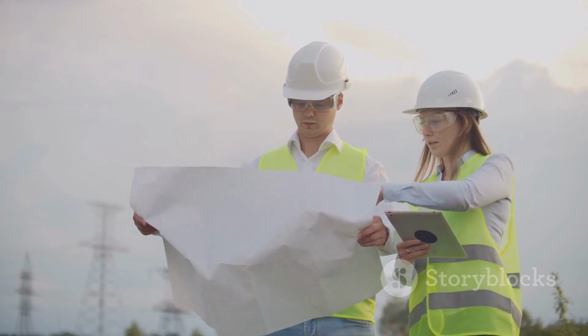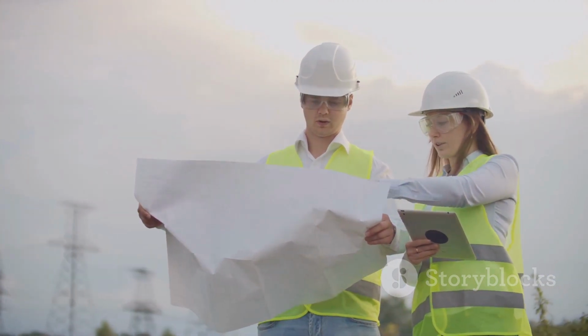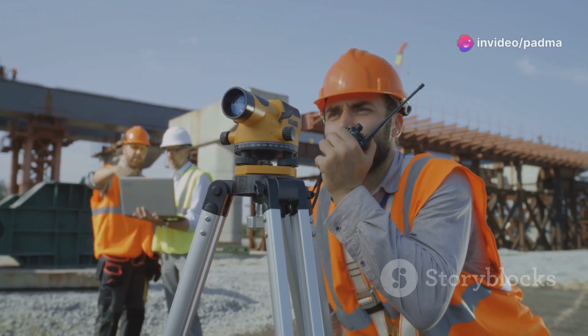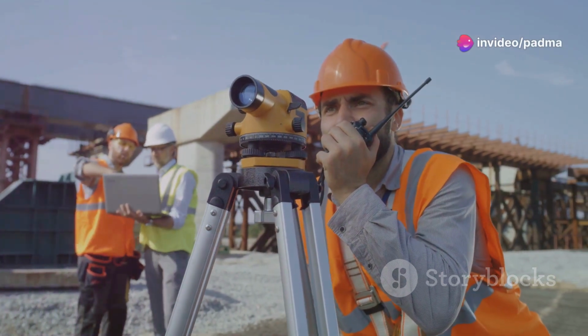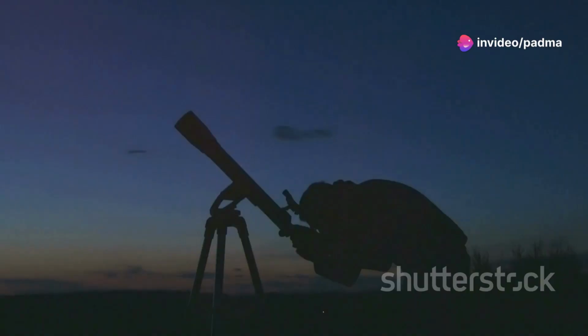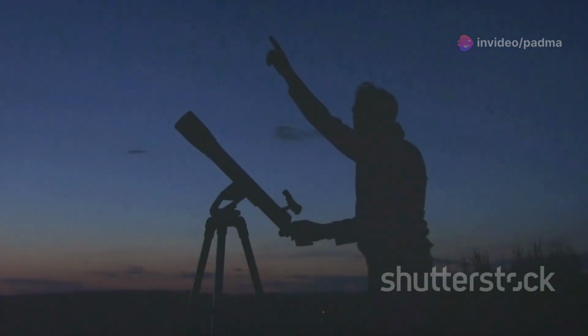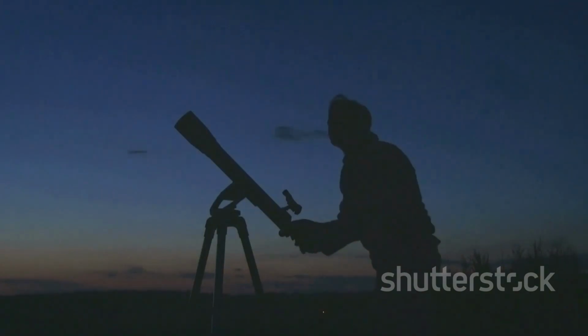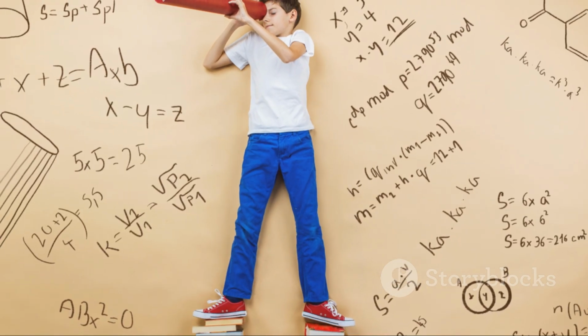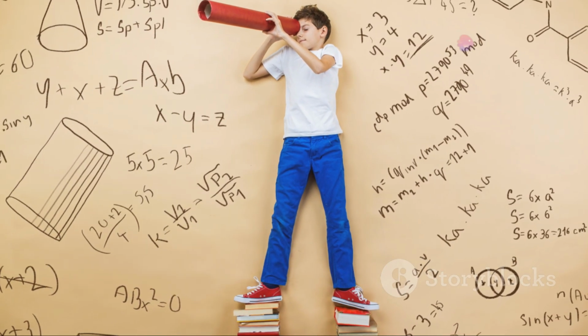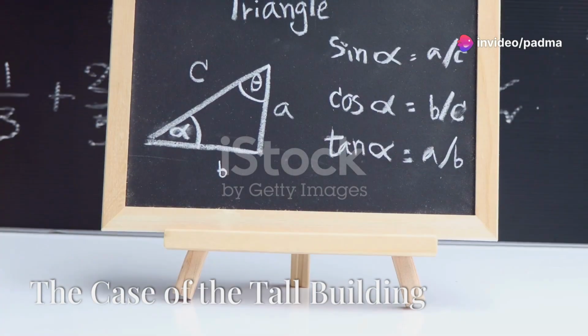on an inclined plane. In engineering, engineers use trigonometry to design buildings, bridges, and other structures. They use it to calculate angles, distances, and forces to ensure structural integrity. And in astronomy, astronomers use trigonometry to measure the distances to stars and planets. They also use it to calculate the sizes and orbits of celestial objects. These are just a few examples.